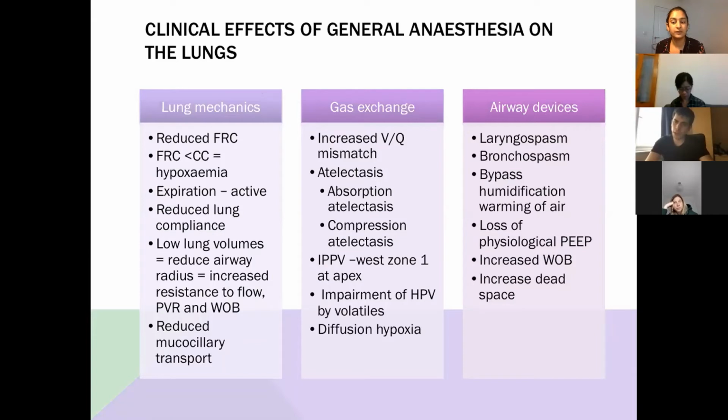You get loss of physiological PEEP because the airway device bypasses the pharynx. So adding 3 to 5 centimeters of water of PEEP onto the ventilation when a patient is in theatre is very useful. Airway devices cause increased work of breathing, again because of the smaller radius, and increase the dead space.